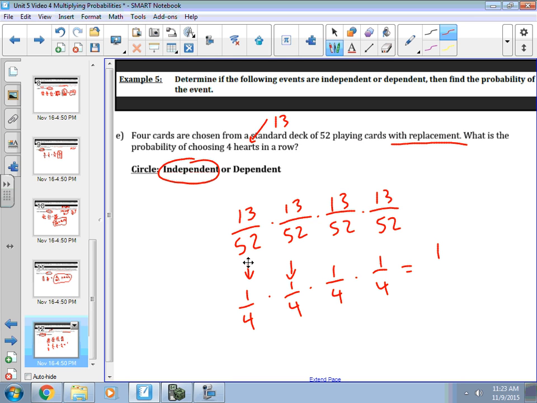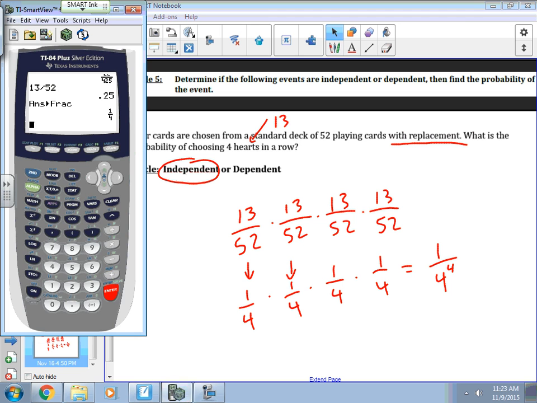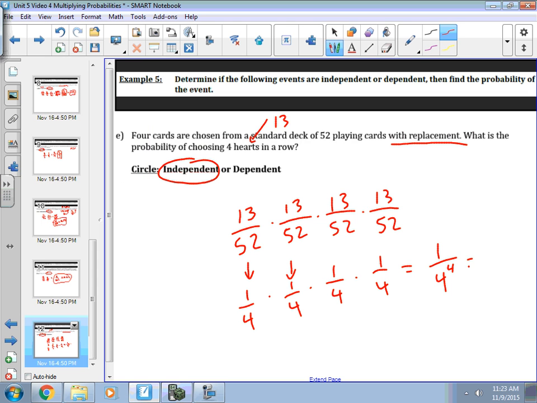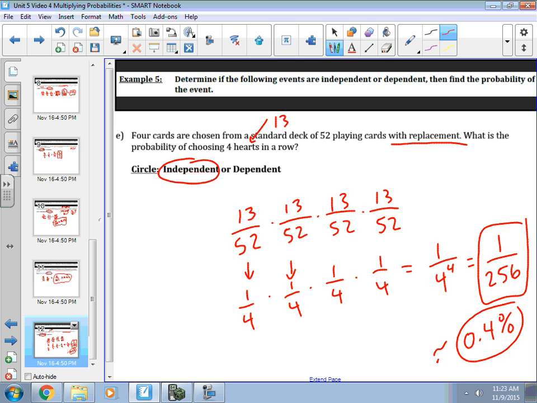4 times 4 times 4 times 4 is the same as 4 to the 4th power, which, if we go on our calculator here, would be 256. So the answer would be 1 out of 256 chance of that happening. If you divided that out, it does come out to be only about a 0.4% chance of happening, pretty close to it anyway. So not very likely that that would happen. Okay, you try some of these ones out now on the practice problems and see how you do.